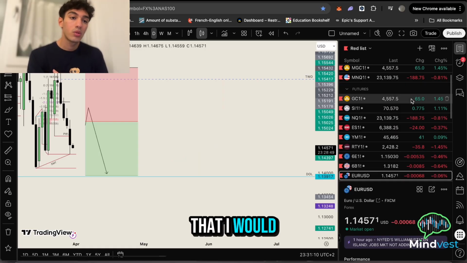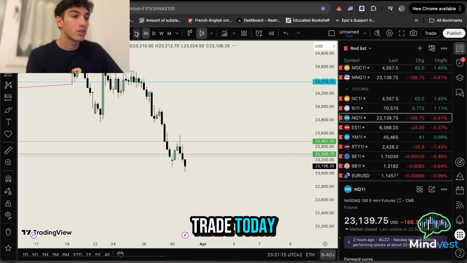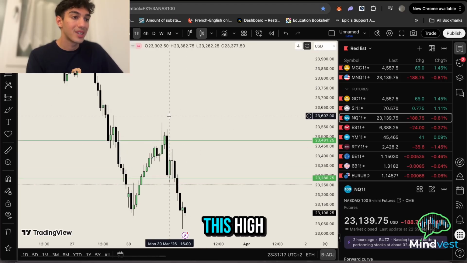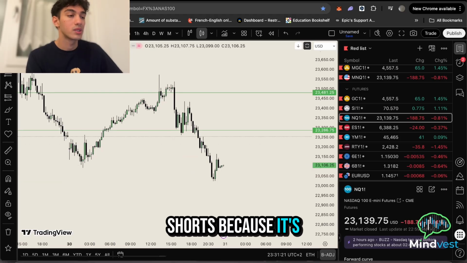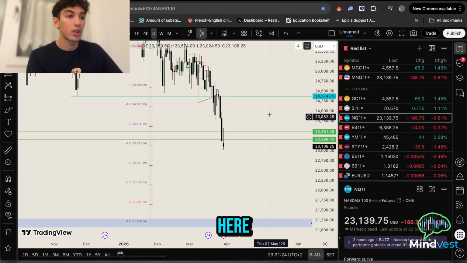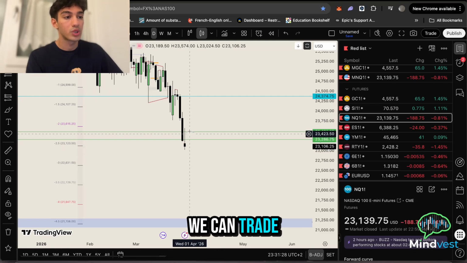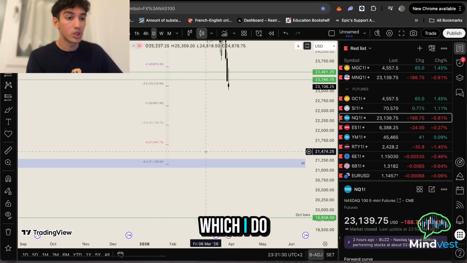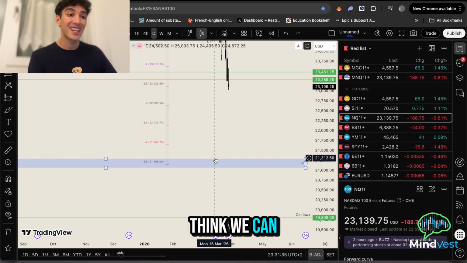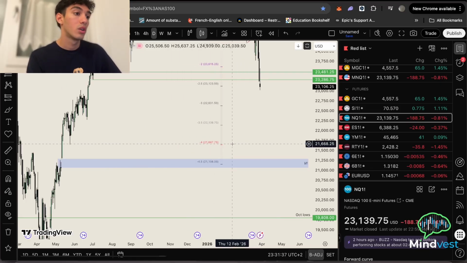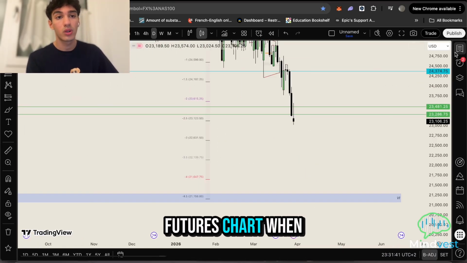The next thing that I would want to look at is indices. I couldn't really trade today. I wish that we took out this high. If we had an SMT with this high, I would have definitely gone for shorts because it's easy, it's clean. Again, same thing for here. The trend is lower. We now have gaps, hoping that we can trade into these gaps and then trade lower, which I do think, with how everything is going in the world and etc., I think we can hit 21,000, 21,500. This is on futures, so make sure you check the futures chart when you're checking this.